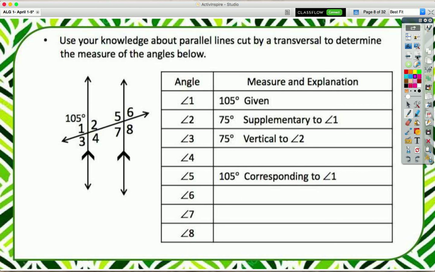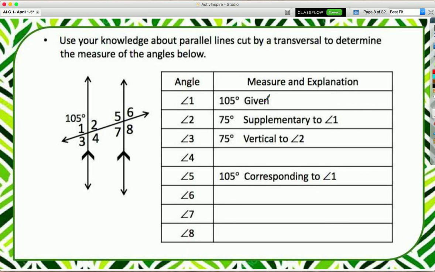So based on the image, they give us 105. So next to angle number 1, it says given. Then they found angle number 2, which they said was 75 degrees because it's supplementary to angle number 1. Then they found angle number 3 and said, well, it's 75 degrees because it's vertical to angle number 2. So when we find angle number 4's measurement, what is angle number 4's measurement? 105. So what is a justification that we could technically give?